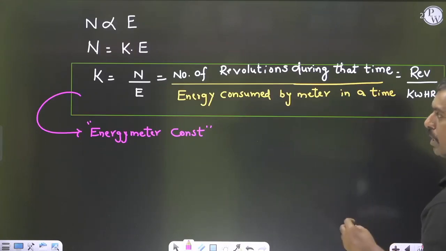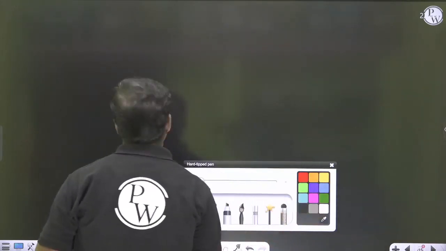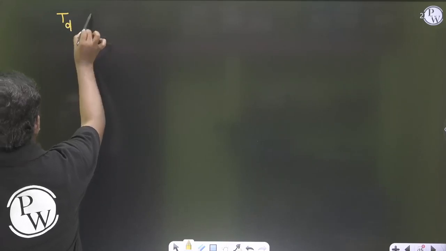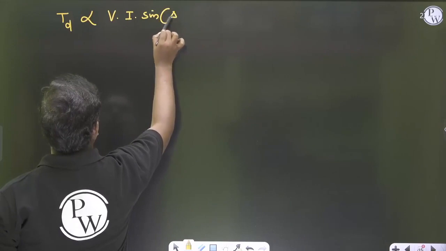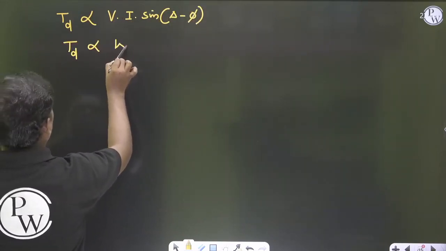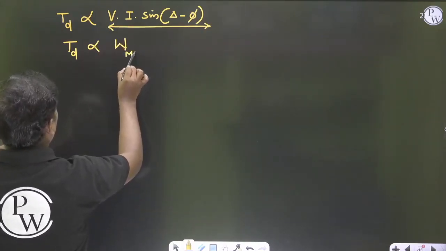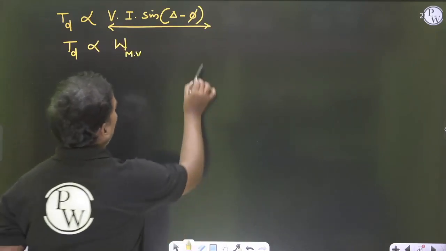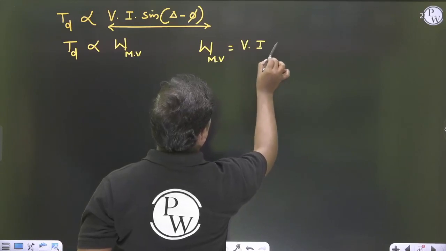Before going for the questions, let me talk about some more things here. See here, what is the wattmeter reading here? If you see the deflection torque, it was taken proportional to VI sine delta minus phi. And the deflection torque reading is proportional to some power. This is a power expression. So let us take the power measured value. The power measured value is coming as VI sine delta minus phi.